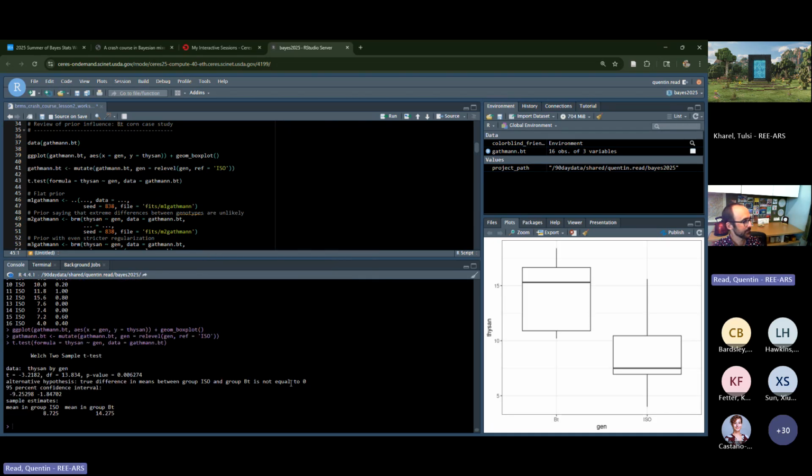So we see, yes, indeed. We see that there is a p-value close to 0, or less than 0.05. So we have strong evidence from this data set that the alternative hypothesis is more likely than the null hypothesis. The true difference in means is not equal to 0. Pretty basic stuff.